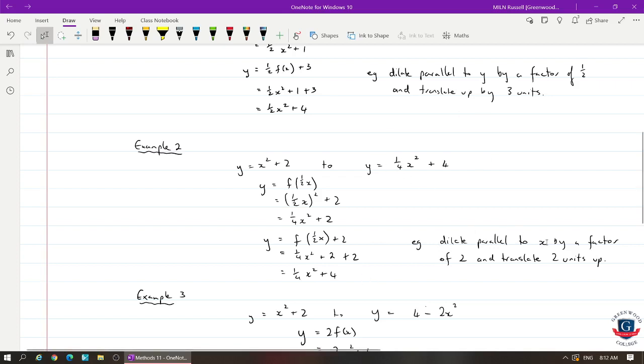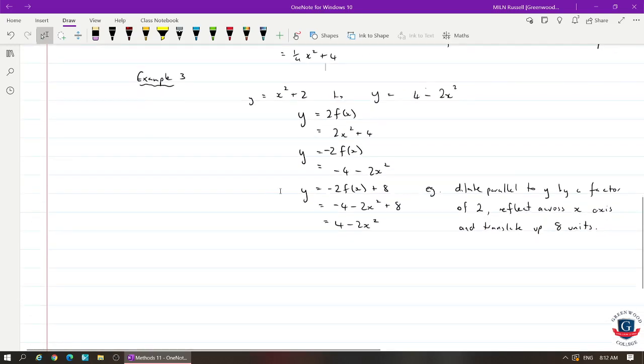So we dilate parallel to x by a factor of 2, which is wrong. It's actually by a factor of 4. No, I was right. I only made the classic mistake. I make my transformation statement from my transformation function here. So I dilate parallel to x by a factor of 2, that's this, and then I translate it 2 units up.